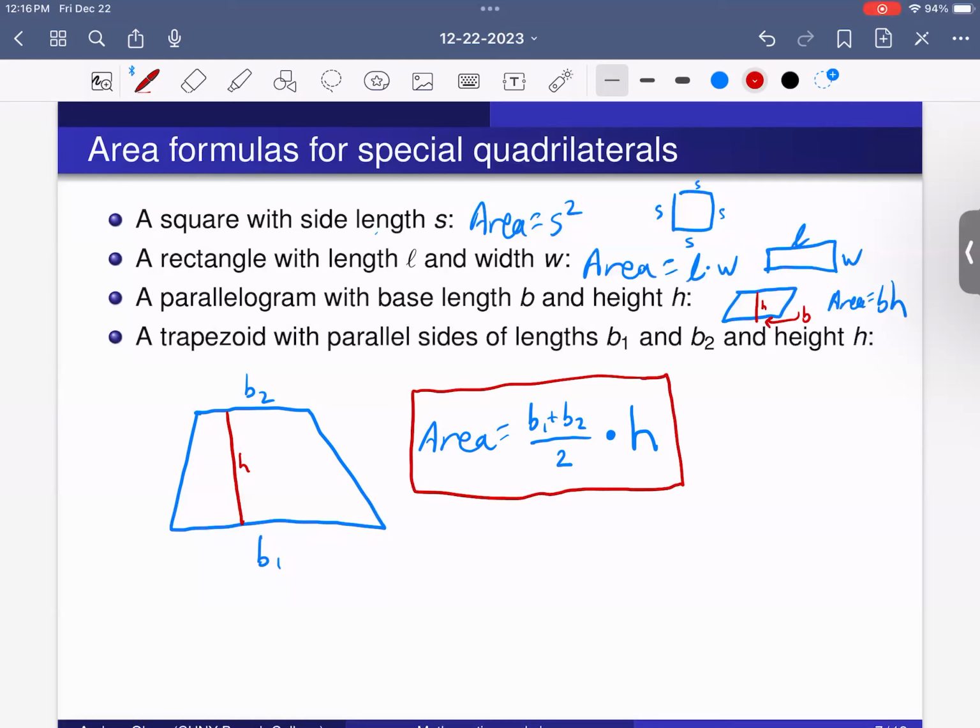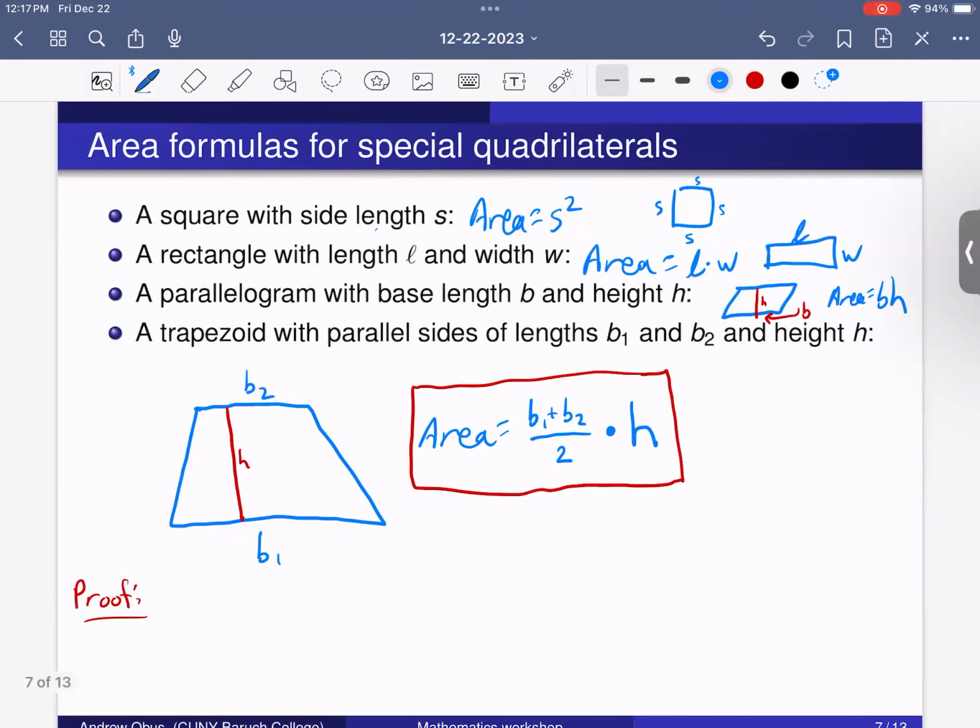Okay, and why is this true? Well, let me give you a little proof of this. I'm going to draw lines like this from the top corners of the trapezoid down to the bottom that make right angles. I'm going to call this little bit over here X, and this little bit Y. And remember that B1 here is the entire base.